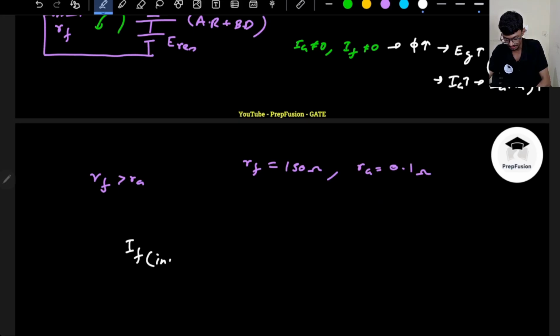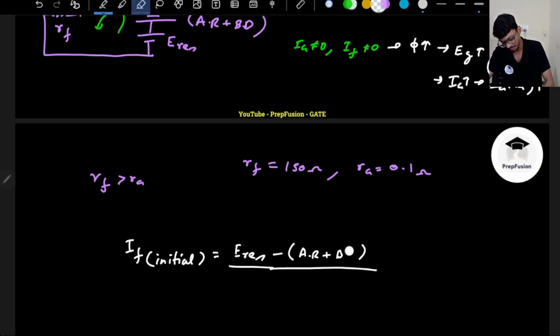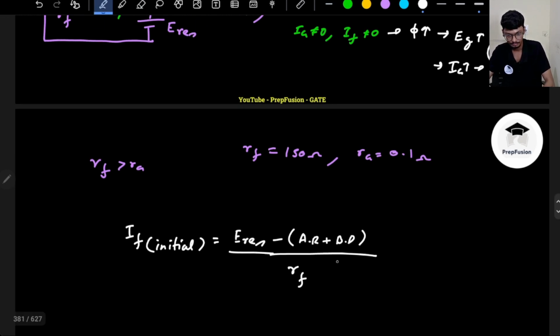So the initial field current will be E residual minus, of course, whatever drops were there, E residual minus the armature reaction plus brush drop, divided by RF plus RA. Let me write this RF in capital. Roughly I can write it.